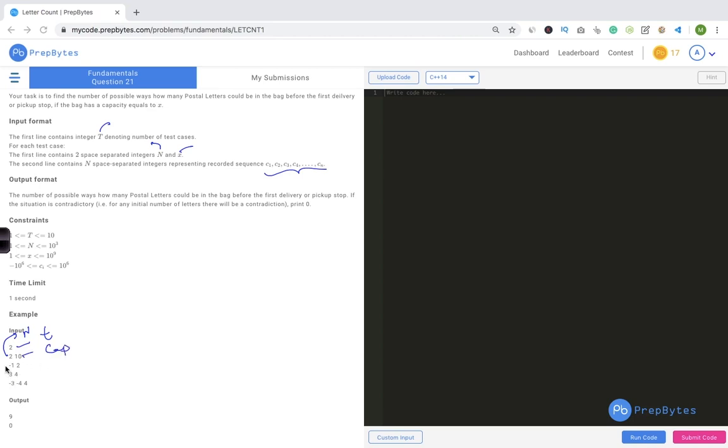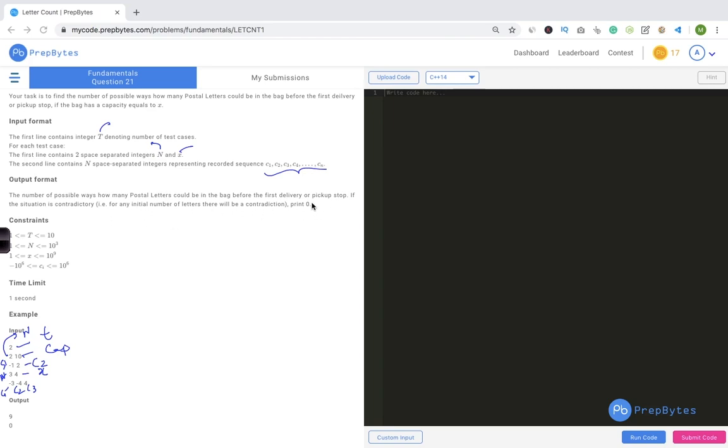In this case, this is my C1, this is my C2. In this case, this is N, this is the capacity X, this is C1, C2, C3. We have to see what is going to be the output: the number of possible ways how many postal letters could be in the bag before the first delivery or pickup stop. If the situation is contradictory, we'll be printing 0.